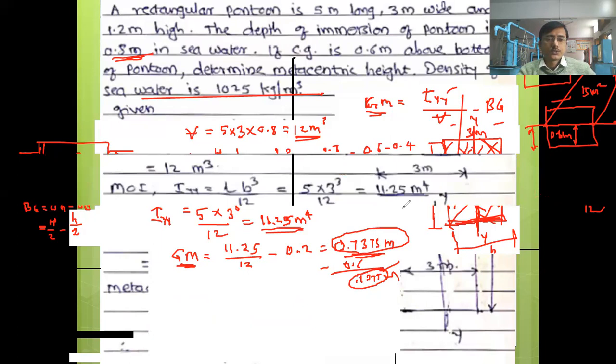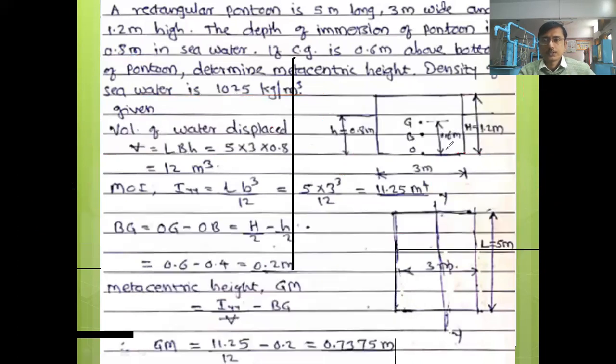So everyone understood this? Is there any doubt in this? How we have solved this problem? So let us check the answer. You can see there 0.7375 is the answer for this particular question. I think everyone has understood the problem.